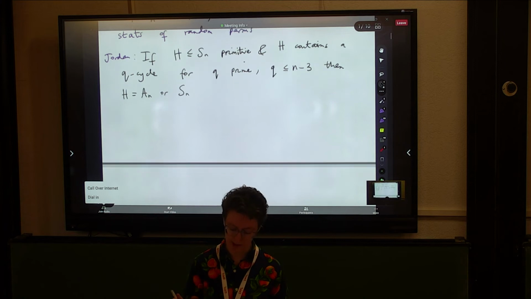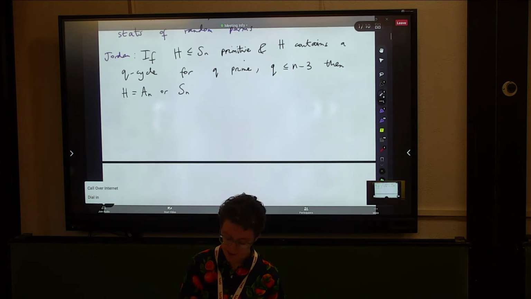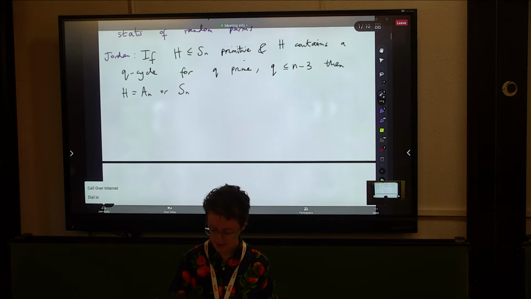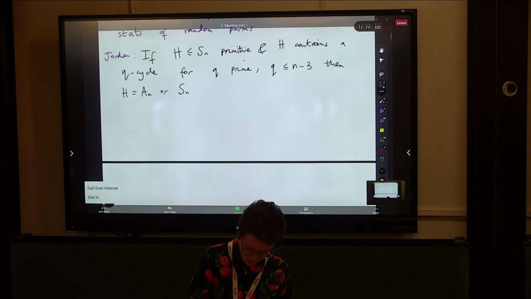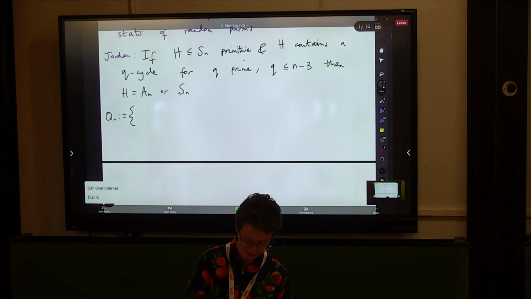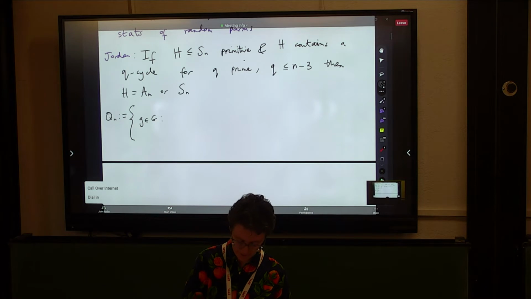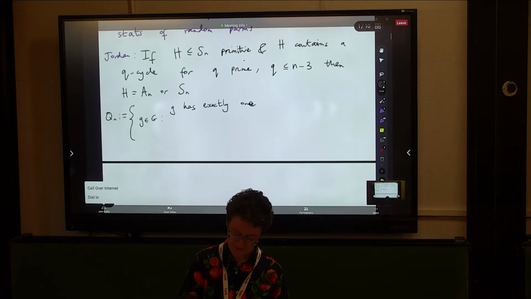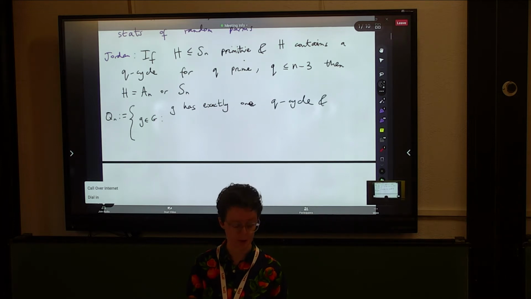So now what we need to do is look at statistics of permutations that have a Q cycle like this. And to do that, we're going to first look at this different set of elements. Elements that have exactly 1 Q cycle. And then all the other cycles are co-prime.